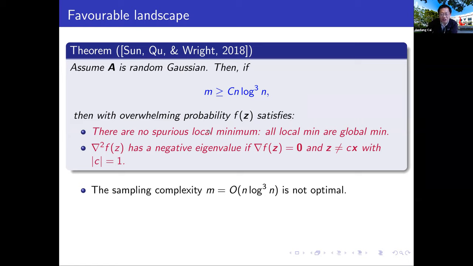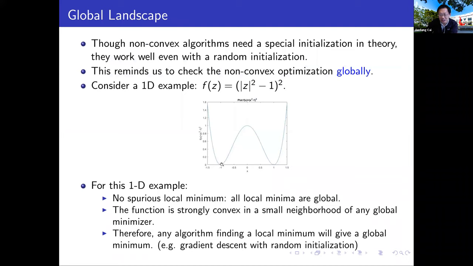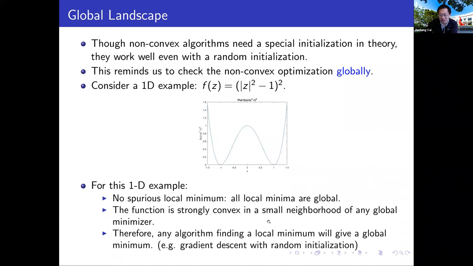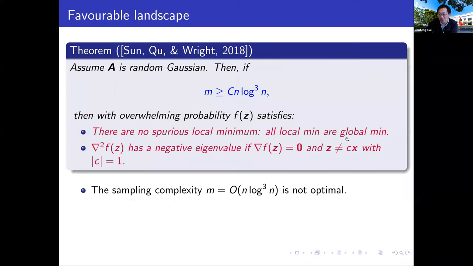Actually, their result is in the complex case. In the complex case, these two local minima, which are also global minima, are connected, so we cannot have this very nice strong convexity around the global minimizer. But they do have similar things in the complex case, and I think their result can be generalized to show that this function f is strongly convex around the global minimum in the real case. But anyway, the point here is that the sampling complexity, this M, is order of n log cube n, and this is not optimal.